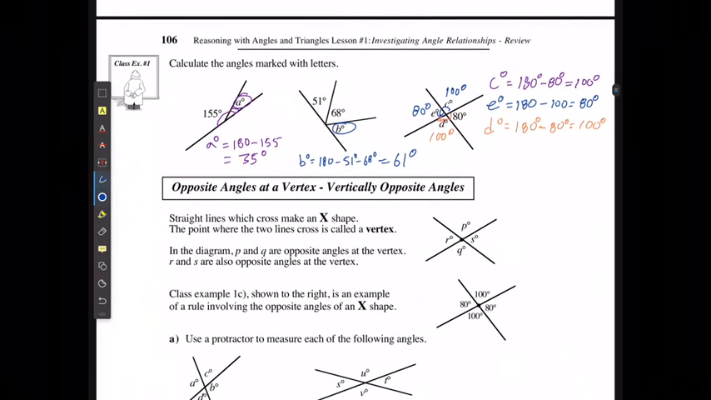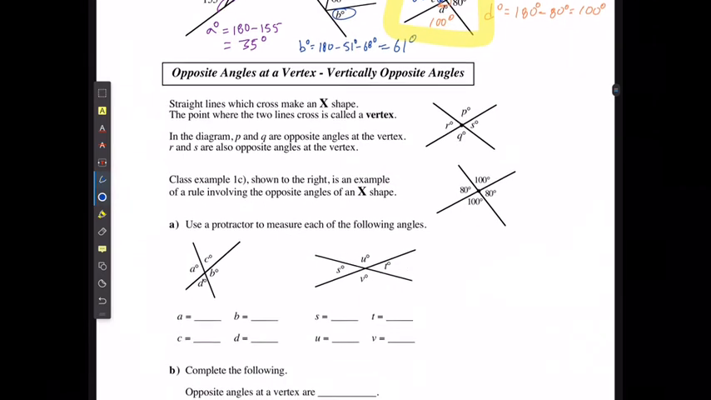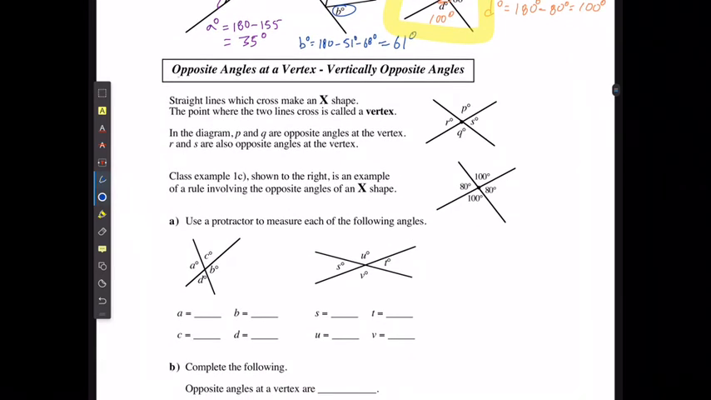So, this last example is representing pulling from our supplementary angles going all the way around one point. Our next concept we call opposite angles at a vertex, or we can also refer to it as vertically opposite angles. Each one makes sense. Straight lines which cross and make an X shape, the point where the two lines cross or intersect is called a vertex. So that would be this point right in the center here.